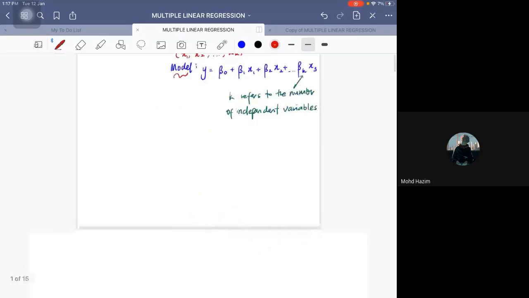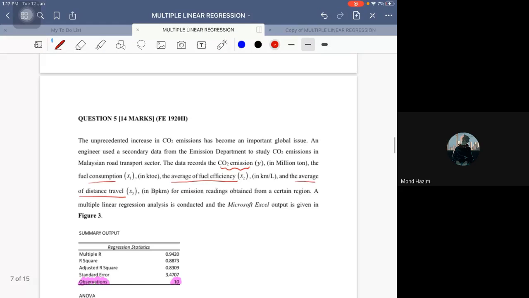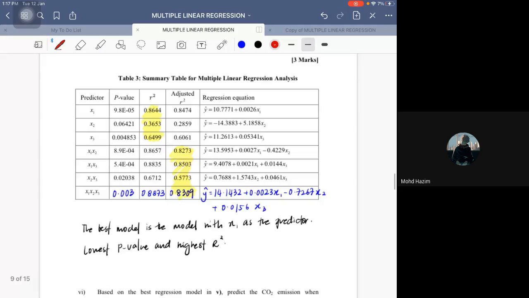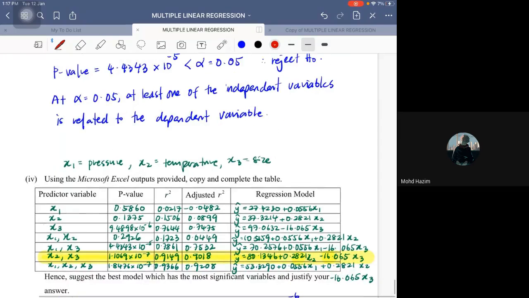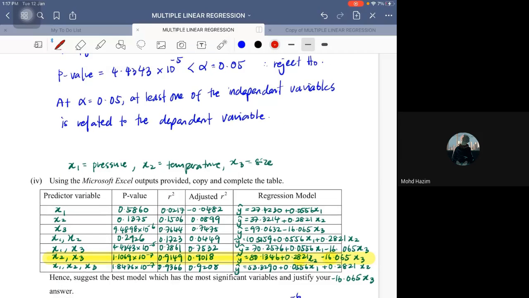This is what I already did for you. This is actually the mark scheme. I want to show you the table. Okay, this is going to be the table. Now I want you to look at the table and tell me, which one is the best model?